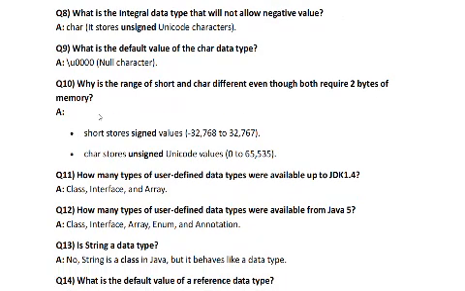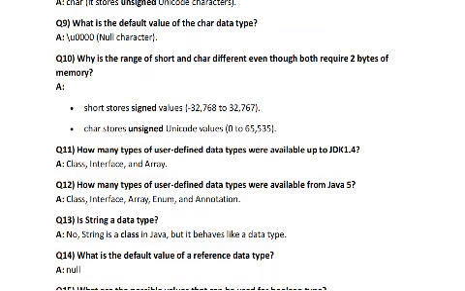Next, coming to the 10th question, what is the range of short and char, and how are they different even though both require 2 bytes of memory? Both contain 2 bytes of memory, but what's the difference? Short stores signed values, that means minus 32,768 to 32,767. But char is an unsigned Unicode value. It stores from 0 to 65,535 only.